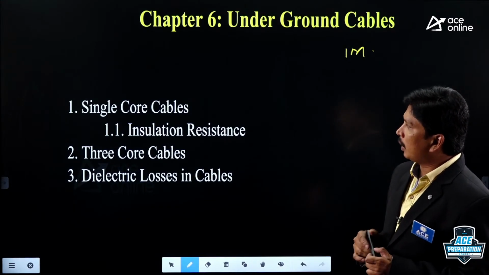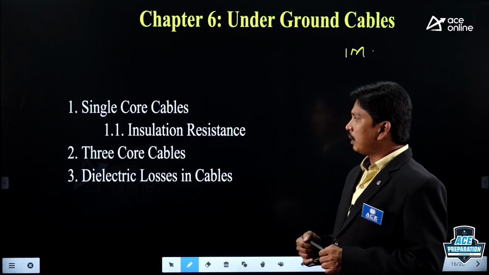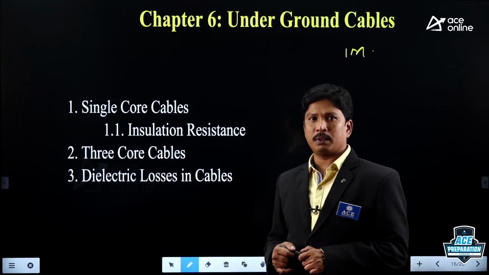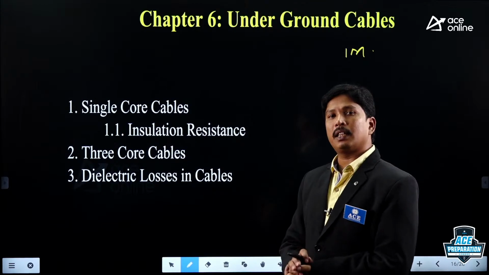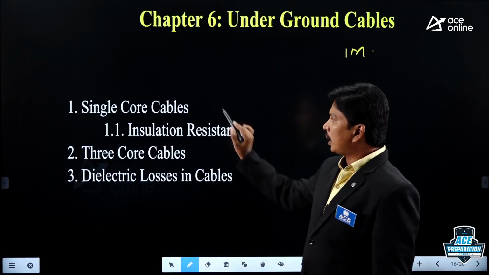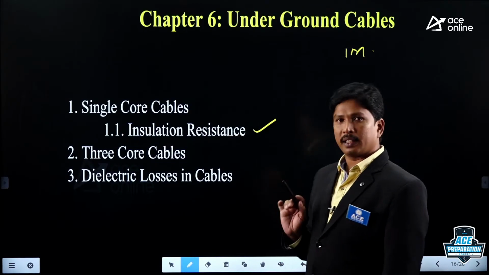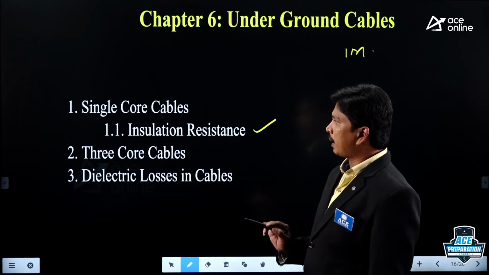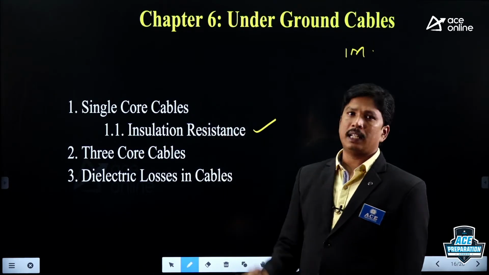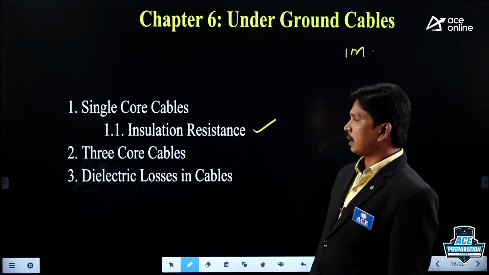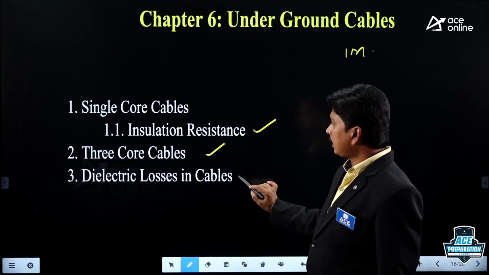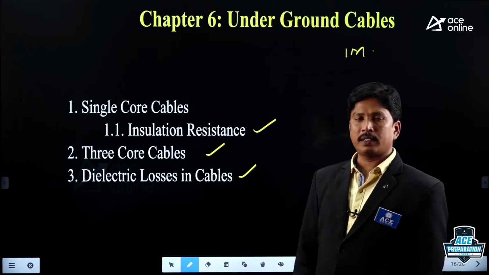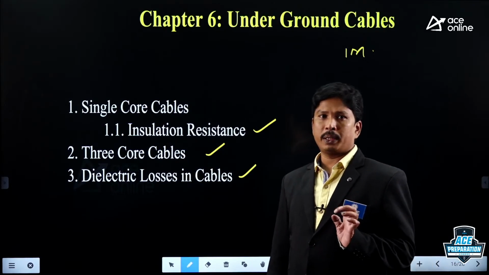Clear? So single core cables we have to see, and 3-core cables and dielectric losses in the cables also we have to see. These are the most important parts in case of the cables. In the single core cables, the insulation resistance calculation is the most important, and capacitance calculations of the single core cables are also somewhat important. And 3-core cables and dielectric losses in the transmission lines we are going to see.